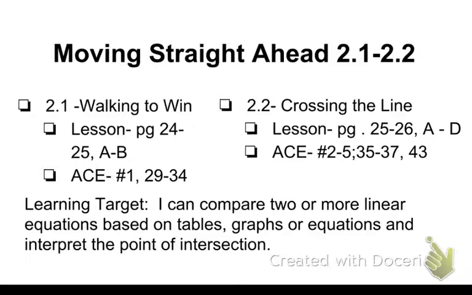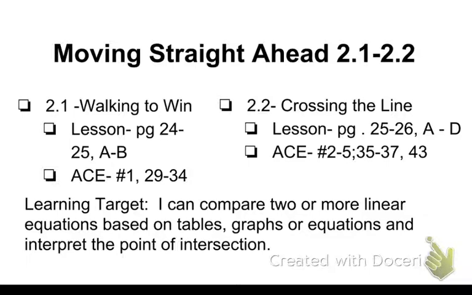Okay, today's lesson is 2.1, Walking to Win. We're doing lesson 24 through 25, A through B. The ACE problems are 1, 29, and 34. And then this is sort of a double lesson. Its second lesson is pretty much just the sequel. It's the same thing. It just makes you think about it a little bit harder. It's lesson 2.2. Go ahead and take 2 days to do this lesson. Take a day to do 2.1, a day to do 2.2.